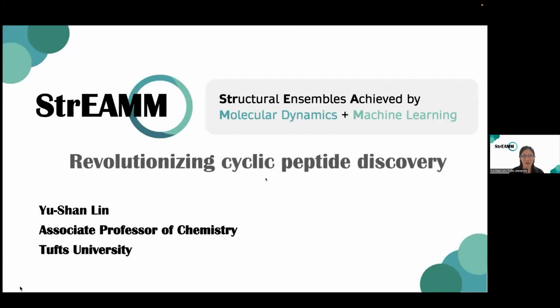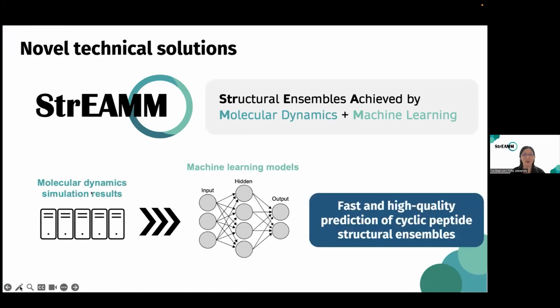I would like to share with you about a method that our group recently developed, which we believe can revolutionize cyclic peptide discovery. This method is called STREAM, which stands for Structural Ensemble Achieved by Molecular Dynamics and Machine Learning. We will use molecular dynamic simulation results as our training data set. We will build machine learning models that can provide fast and high quality prediction of cyclic peptide structural ensembles.